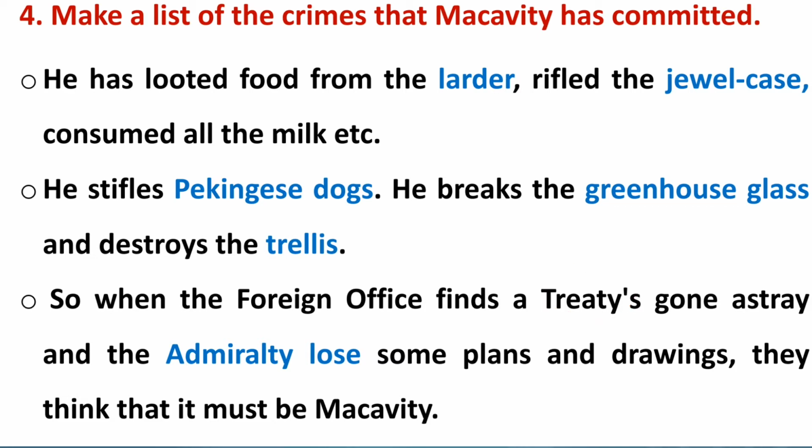It has been taken, and look at the lines. The treaty is gone astray. Astray, you know very well, means away from the correct path or direction. So now it is mislocated. This is one of the things, and another one is the Admiralty loss. Admiralty, you know very well, is the naval administration. So they lost some plans and drawings.